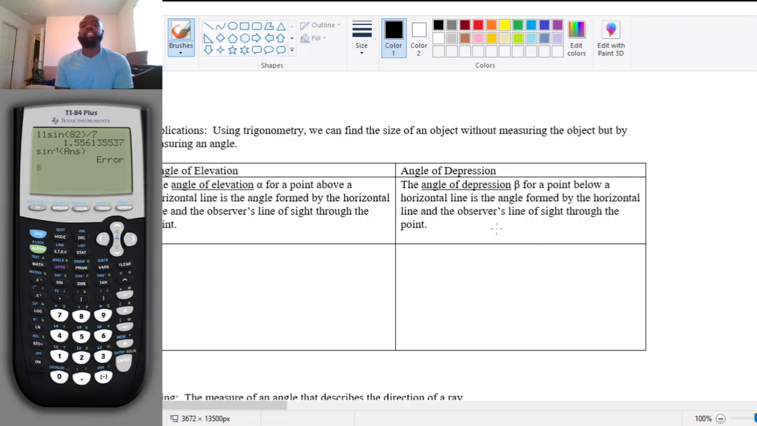And so we have two things here: an angle of elevation. Sometimes they call it an angle of inclination. Angle of elevation alpha for a point above a horizontal line is the angle formed by the horizontal line and the observer's line of sight through the point.